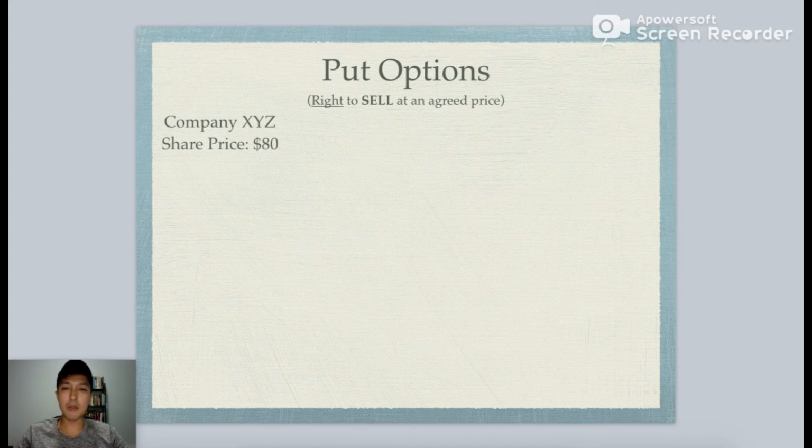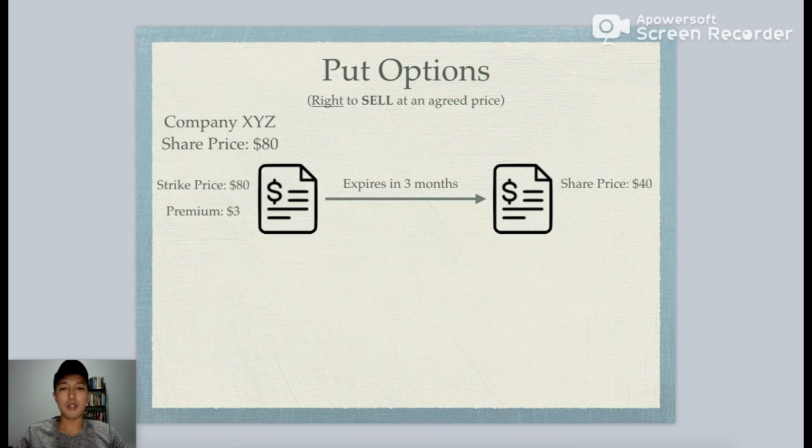Okay, just to give you another example. Company XYZ, share price at $80. You have a put contract that will expire in 3 months' time. Let's say the share price dropped to $40. What do you think is the value of the contract? Alright, let's speed up the process a bit. Let me run through 3 scenarios with you.